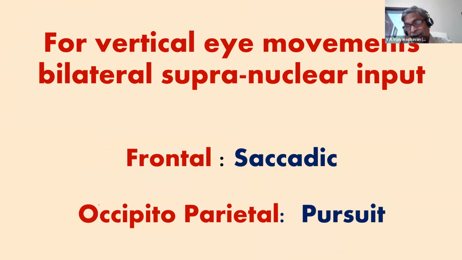We have got no side. Both sides are working for the up and down movements, the vertical movements. Both frontal lobes are working for my saccadic movement, the fast movement. Both side occipital parietal areas are working for my pursuit movement. If you know this, it is enough.